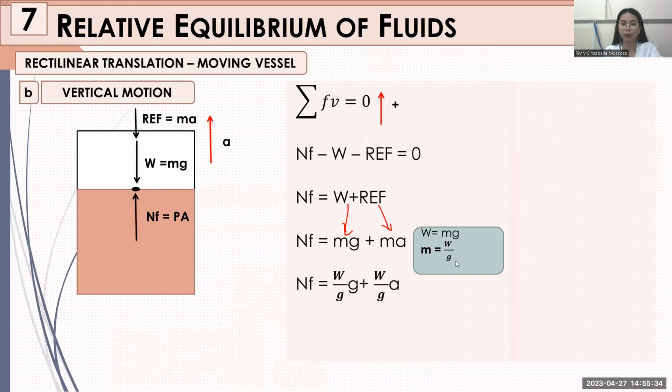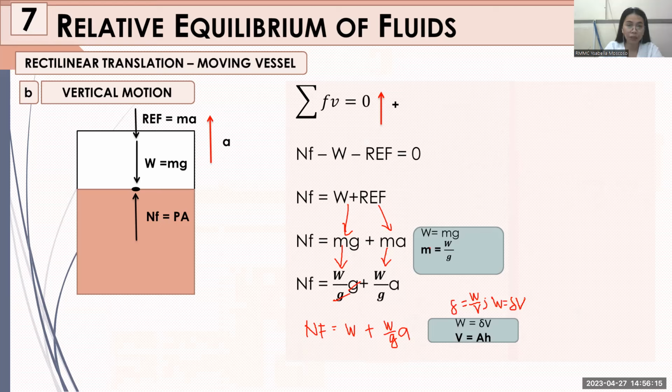Transpose natin yun. Ito yung magiging itsura. Ito na nangyari sa mass ninyo ngayon, naging weight over gravity, naging weight over gravity. Cancel natin yung gravity. Ano yung naiwan? Yung naiwan na lang is normal force is equals to weight plus weight over gravity times acceleration. But we also know na yung weight natin is nakikita natin sa inyong weight density, where your weight density is weight over volume. Kung i-derive natin yung formula in terms of weight, that would be gamma volume.